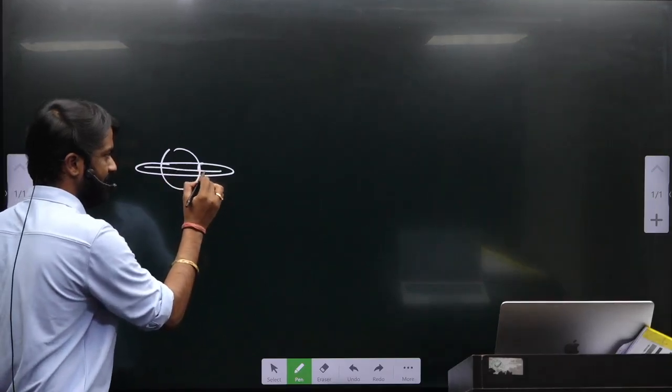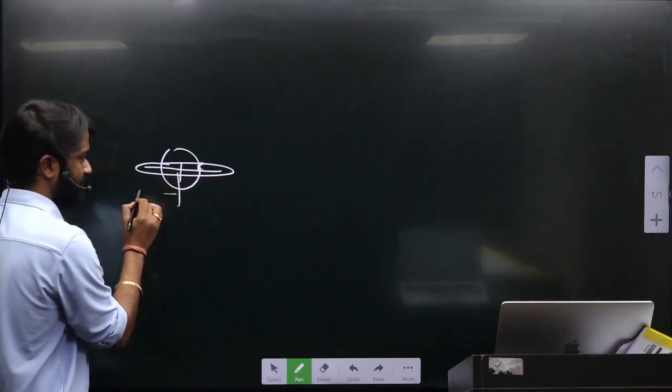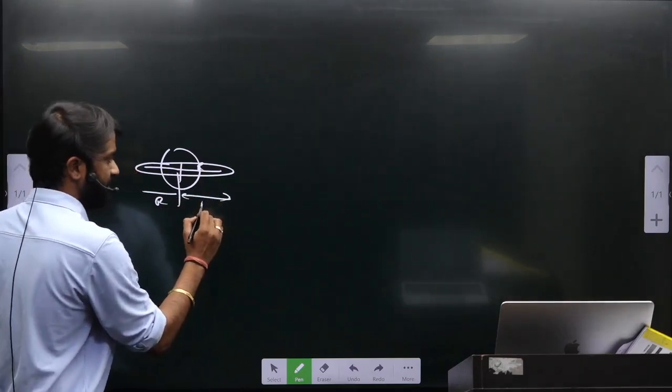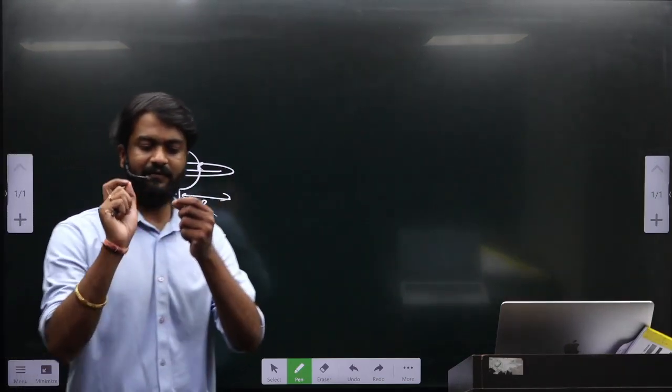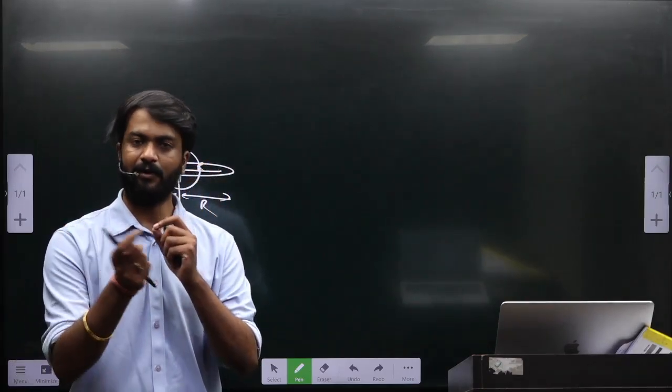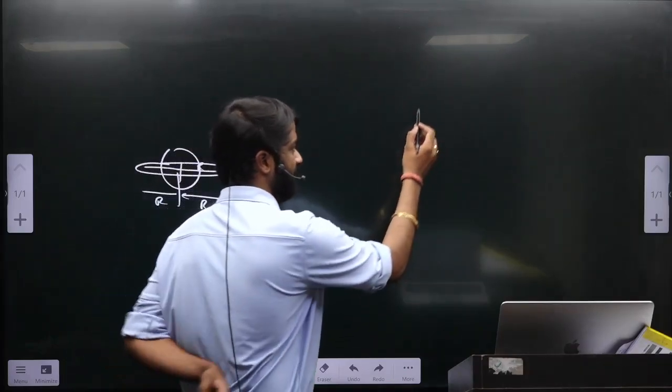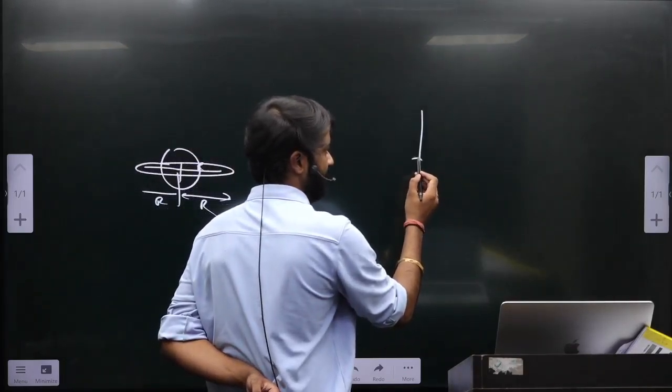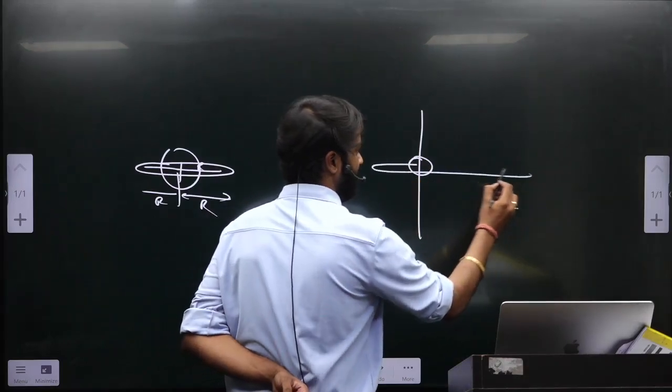Distance is equal, it is r from here, r from here. This is nothing but a circular orbit. Velocity will remain constant at every point of the orbit. There is another category of orbit, which is the elliptical orbit.